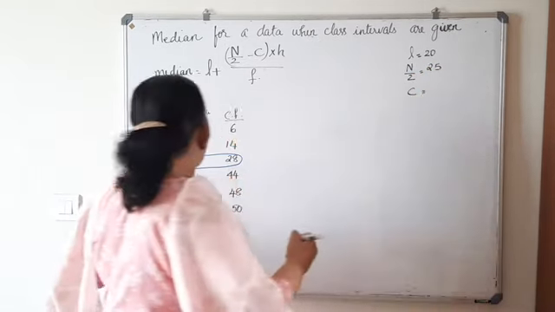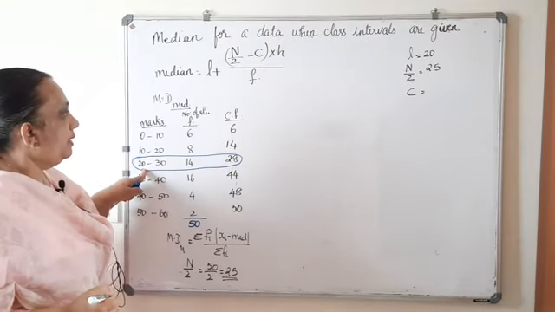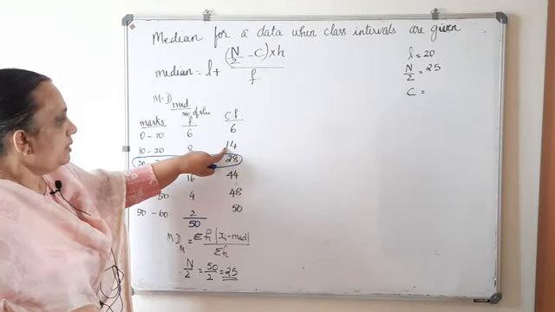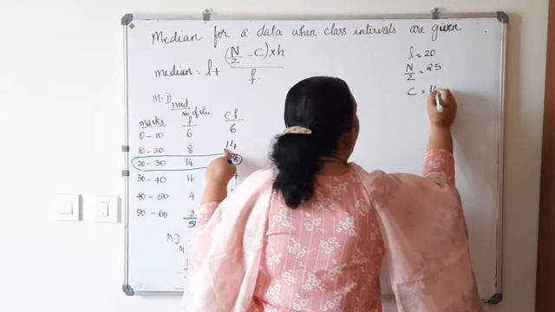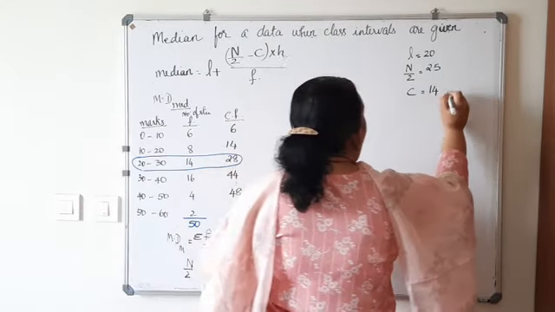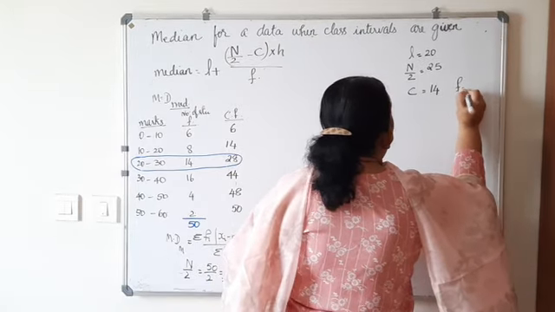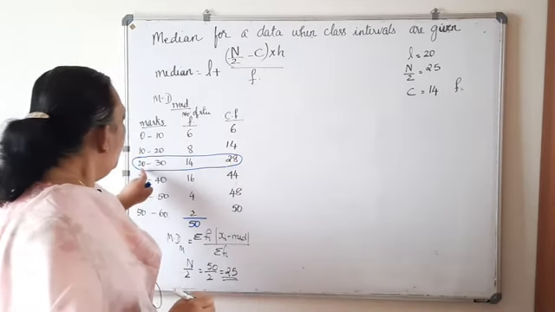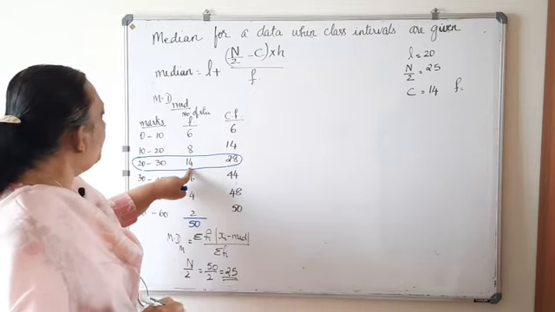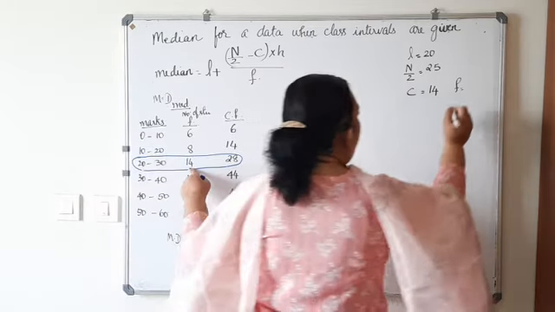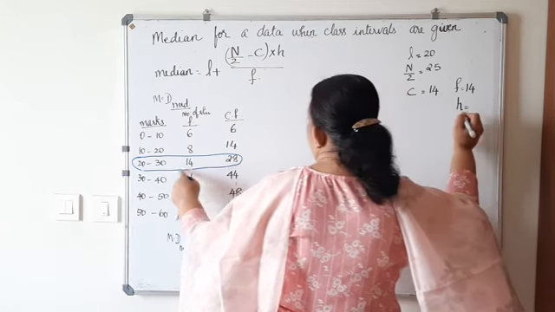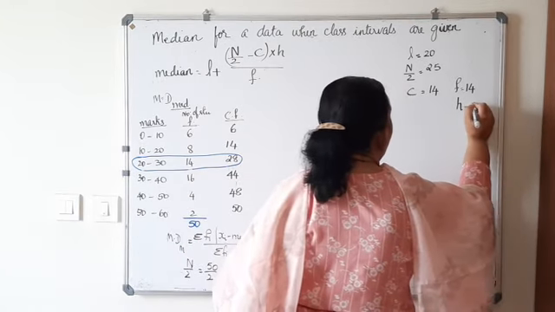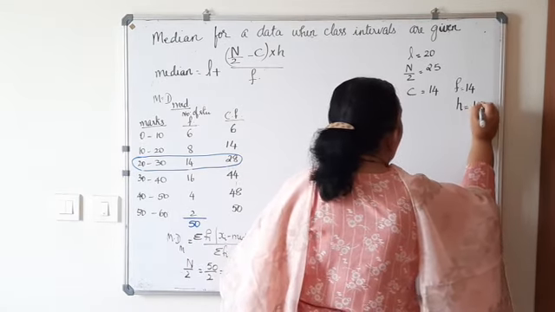C. Cumulative frequency just above the median class. It is equal to 14. F. Frequency of the median class is equal to 14. And H. H is the class width: 30 minus 20 is equal to 10.